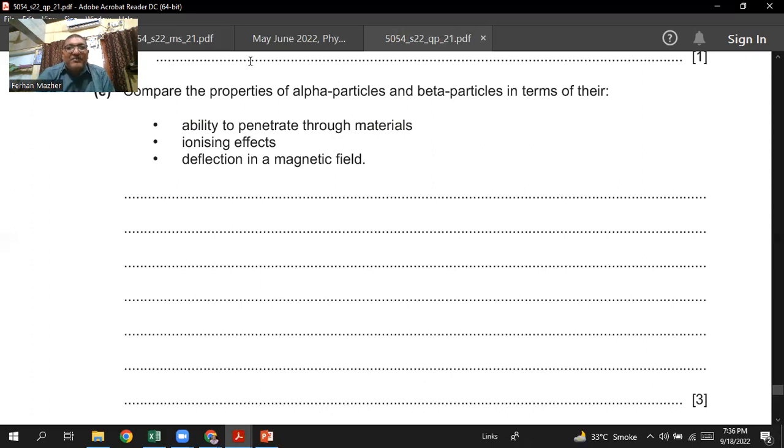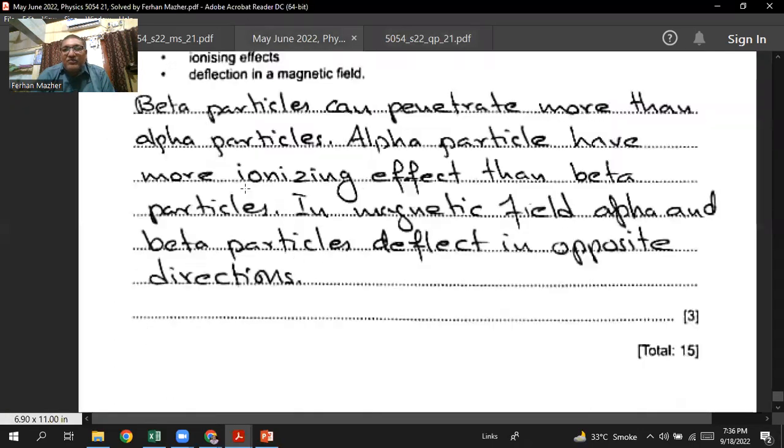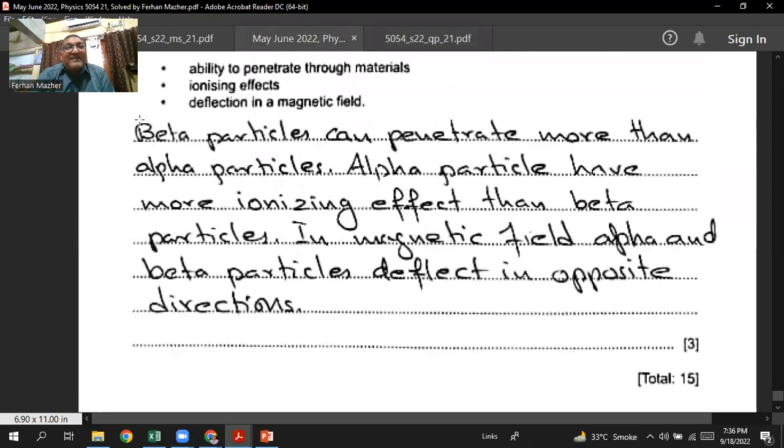So this is a 3 marks question. Let me show you my answer. You can write a better answer. I have discussed the answer and written it also, but always try to write a better answer. So beta particles can penetrate more than alpha particles. Alpha particles have more ionizing effect than beta particles. In a magnetic field, alpha and beta particles deflect in opposite directions.